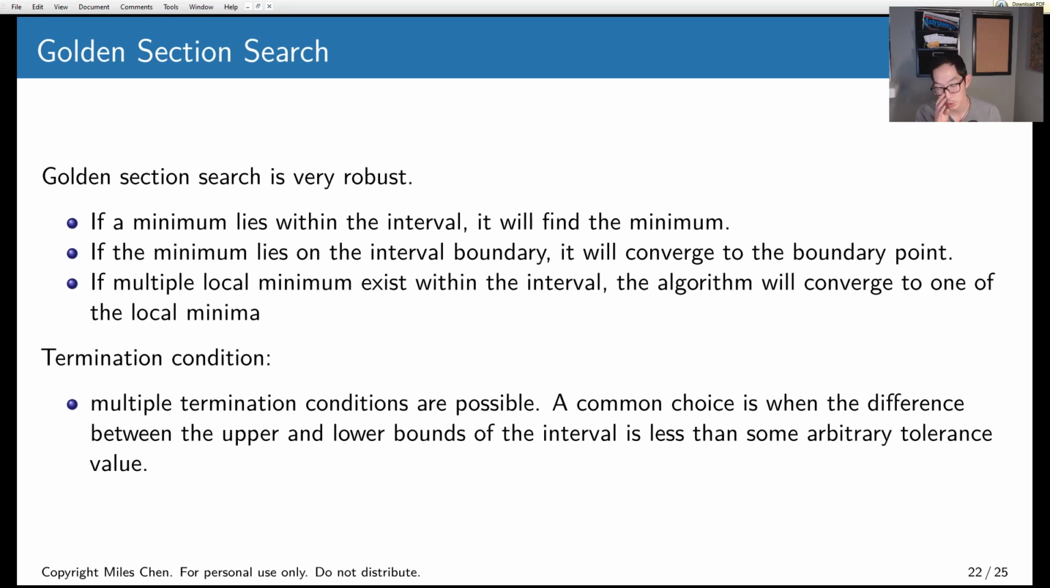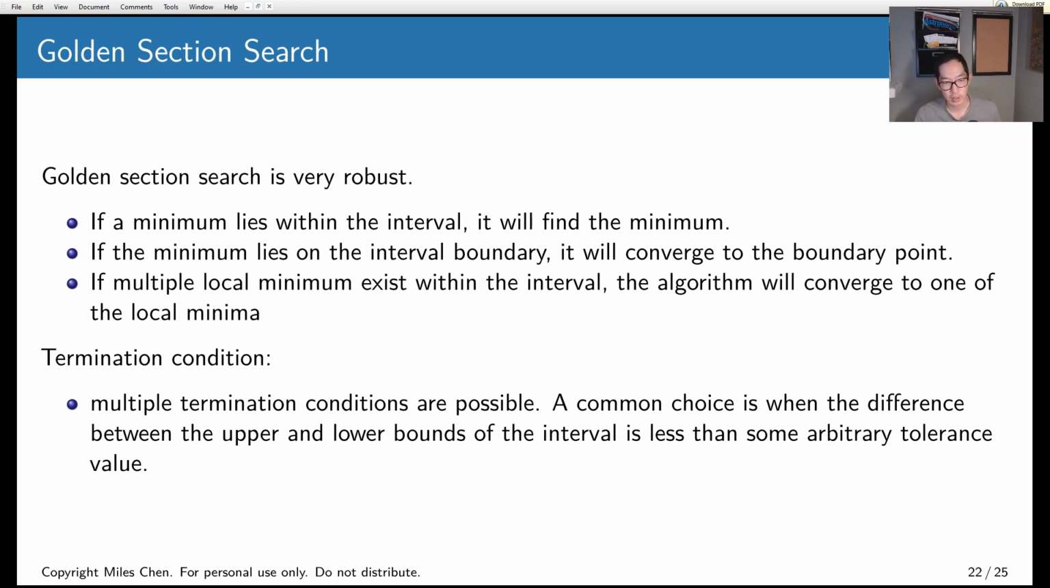So the golden section search method is actually very robust. It's kind of like the bisection method for root finding, but golden section is for optimization, finding a minimum. If there is a minimum in the interval, it will find the minimum. If the minimum lies on the boundary of your interval, it will eventually converge to the boundary point. And if you have multiple minima inside your interval, then it will converge to one of those local minima.